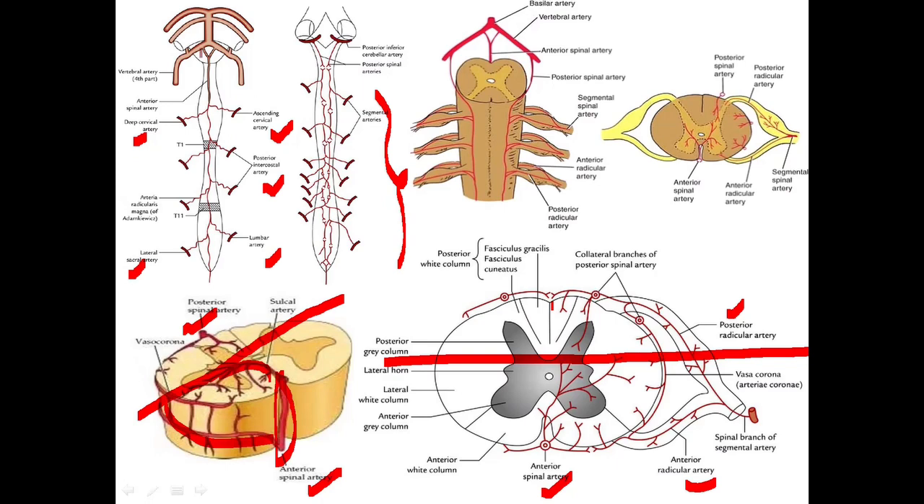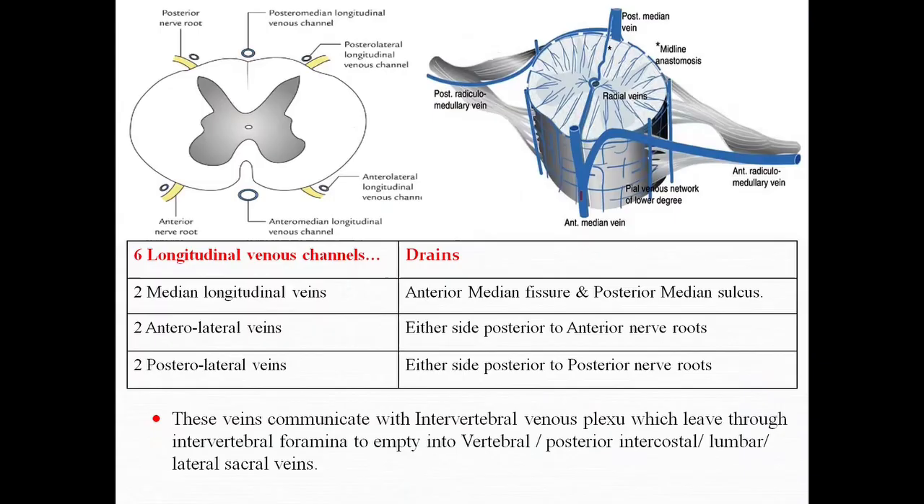We can see both branches joining together to form a single anterior spinal artery, but here they descend directly from the vertebral artery or at times from the posterior inferior cerebellar artery. So the two vertebral arteries give rise to two posterior spinal arteries, which descend and supply the posterior aspect of the spinal cord. Here you can see the anterior spinal artery, and on both sides the posterior spinal arteries.